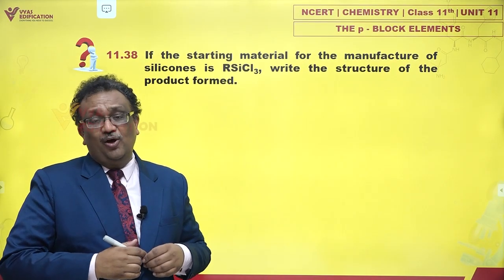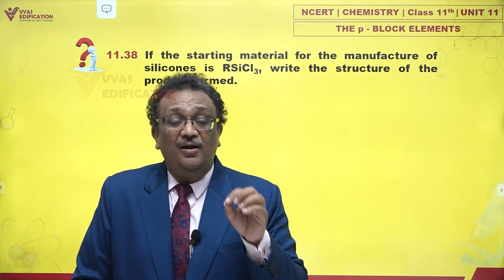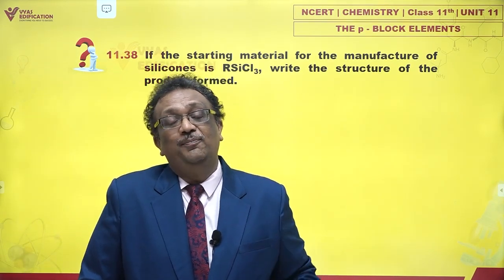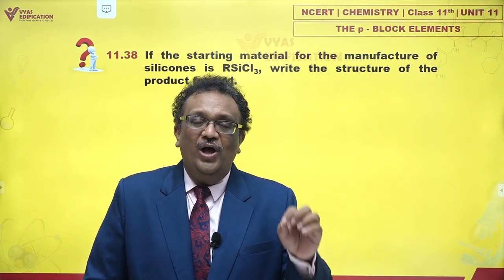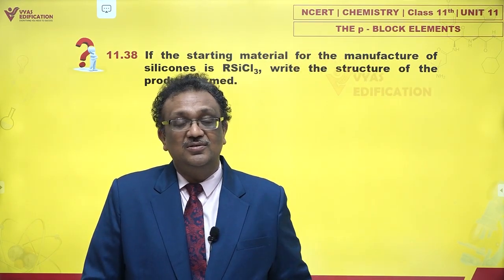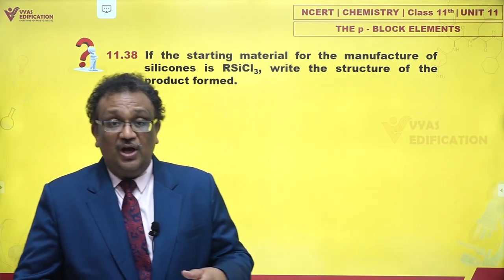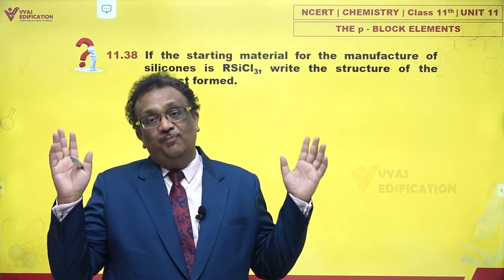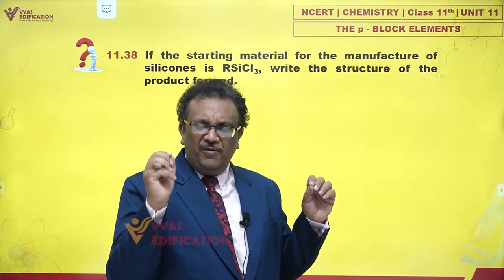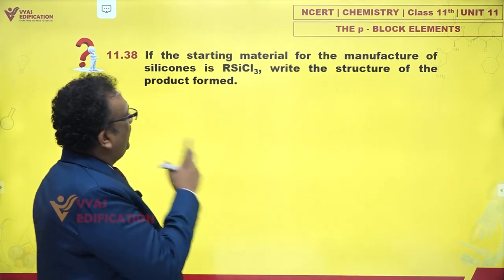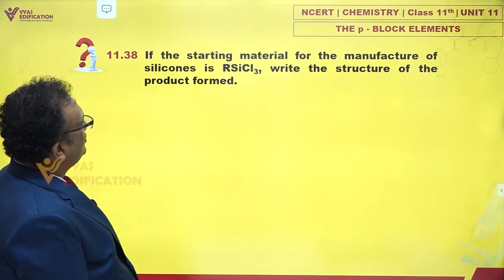What exactly are silicones? Silicones are organosilicon polymers which contain repeated Si-O-Si linkages. The keyword is organosilicon polymers, and they contain repeated Si-O-Si linkages, and they have very extraordinary properties. Properties are not asked. Let's concentrate on manufacture of silicones.